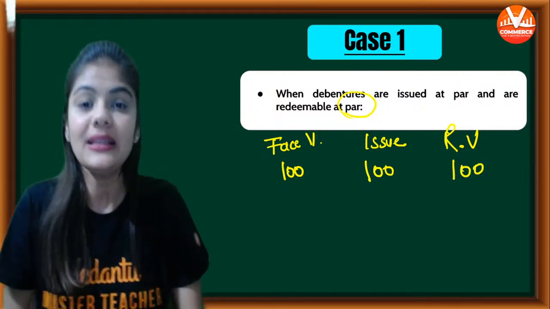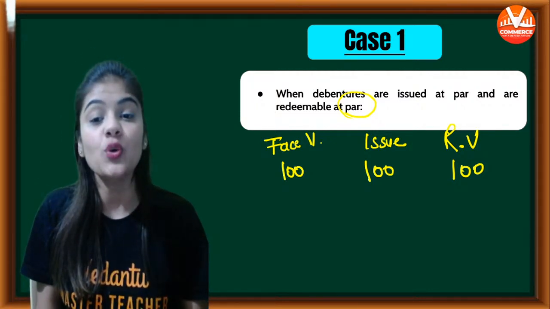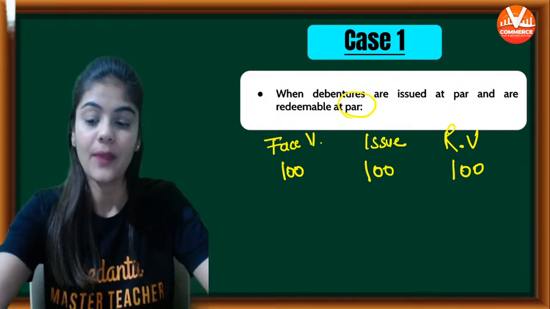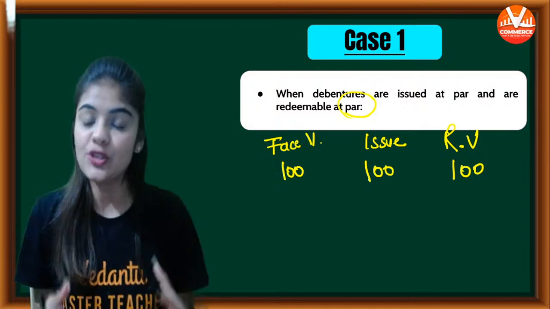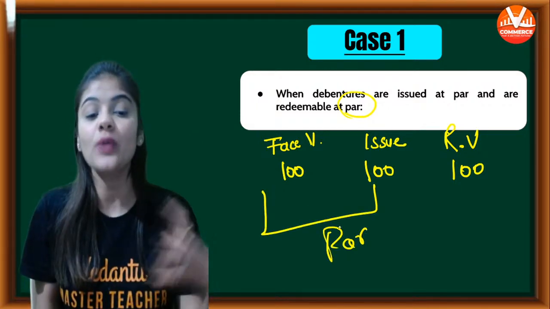Mamta, par means the issue price and the face value are same. You issued it at 100 and the face value is also 100. So when face value and issue price are same, it is known as issued at par.